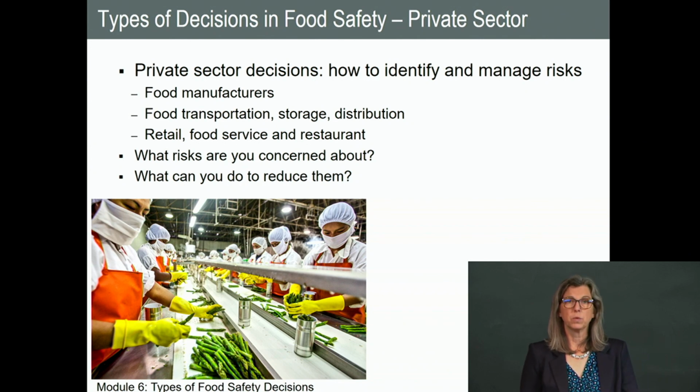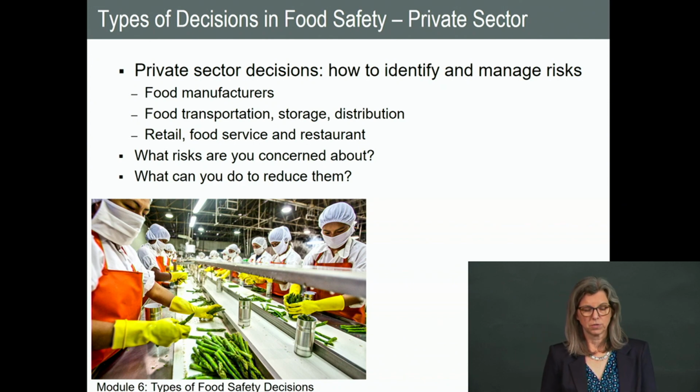So the private sector will make decisions on how to identify and manage risks within their food supply chain, and these decisions would include not only food manufacturers, the people that are producing the food, but also transportation, storage, and distribution. These all might be different companies that you're interacting with as a private sector food manufacturer. And then also retail, food service, and restaurant are included in our definition of the private sector, because those are private businesses that are interacting with food and the consumers, and the decisions that they make are important in terms of the safety of the food.